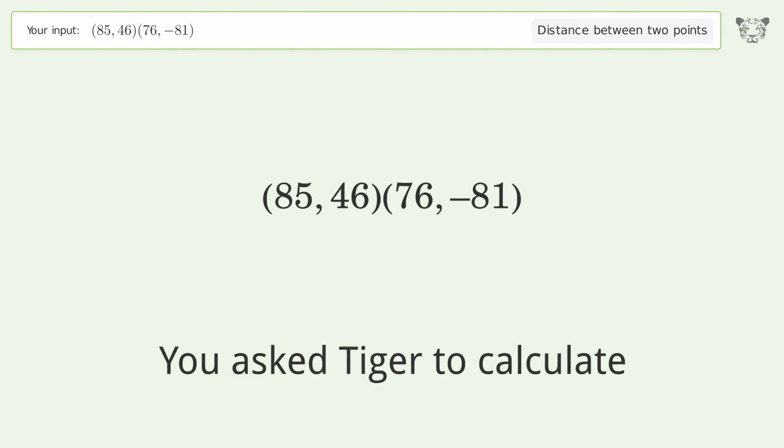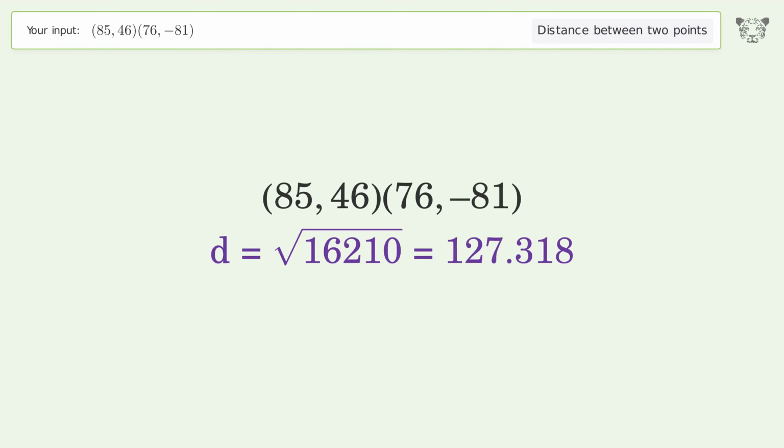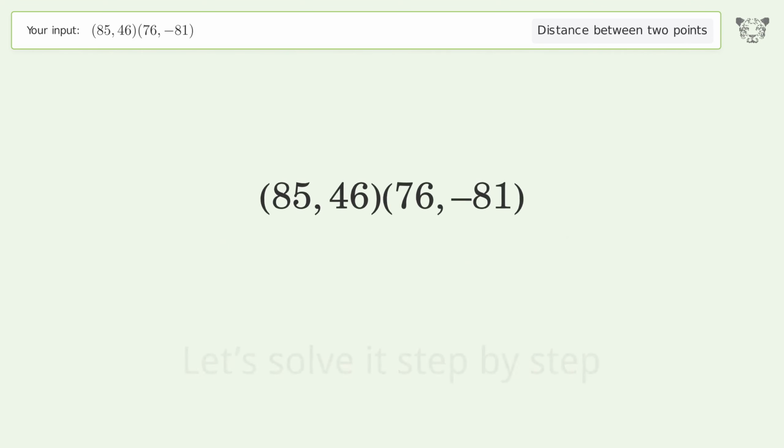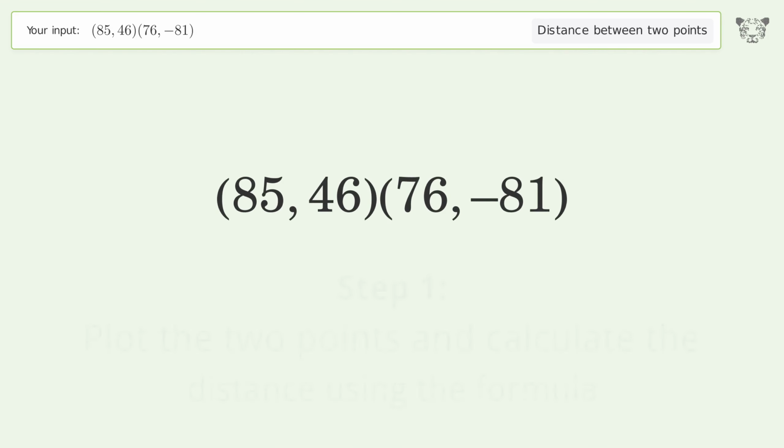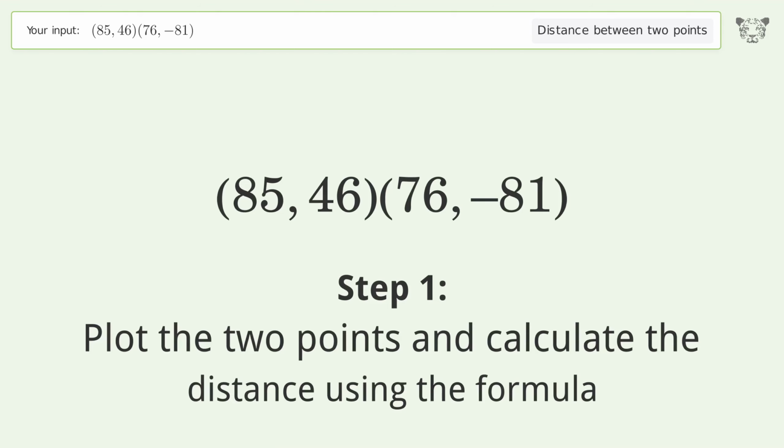You asked Tiger to calculate the distance between 2 points. The distance between the 2 points is the square root of 16,210 or 127.318. Let's solve it step by step. Plot the 2 points and calculate the distance using the formula.